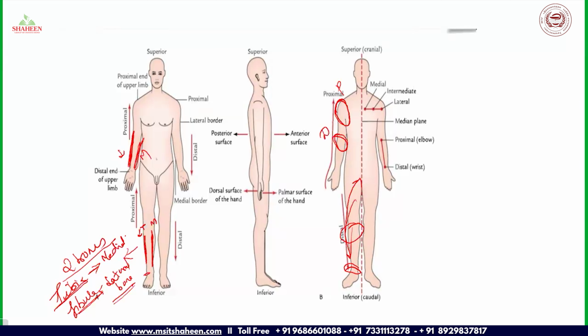So you call the medial surface of the leg the tibial surface, and the lateral surface of the leg is known as the fibular surface, just like the radial and ulnar. You got it? Yes, ma'am.